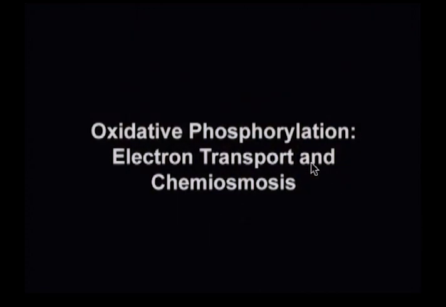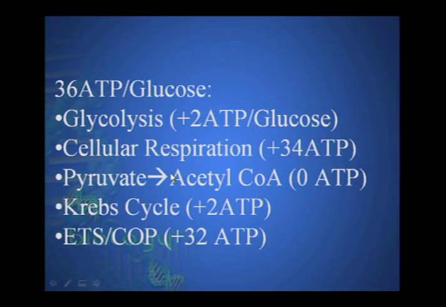So that's going to bring us then to the big payoff. But I want to quickly come back to where we are in terms of ATP production at this point. So we're looking for 36 ATPs. 2 ATP per glucose are generated through glycolysis. We're looking for 34 in cellular respiration. We didn't get any from the conversion of pyruvate to acetyl coenzyme A. 2 per glucose through Krebs cycle. So the big payoff is going to be coming in the electron transport system and chemiosmotic phosphorylation. So let's go ahead and look at that animation.